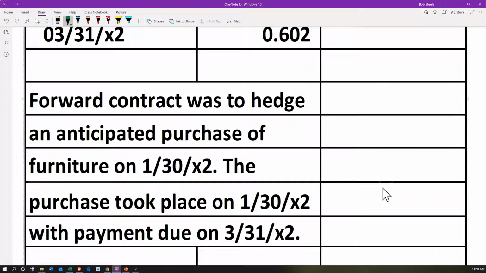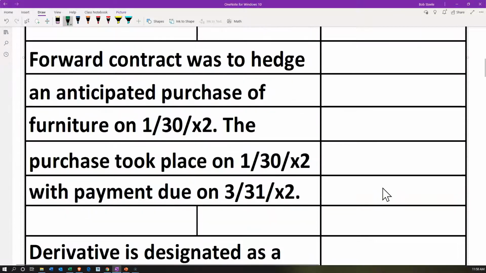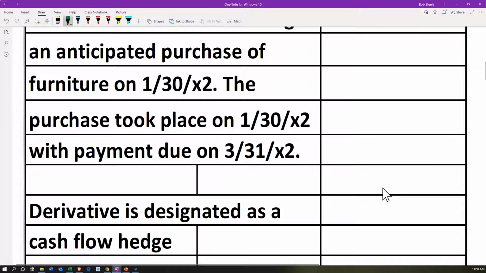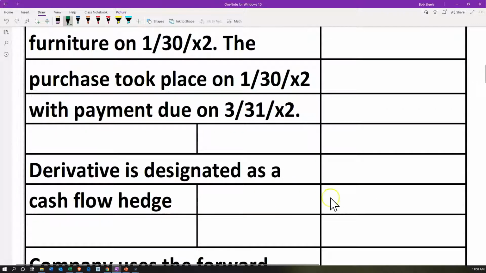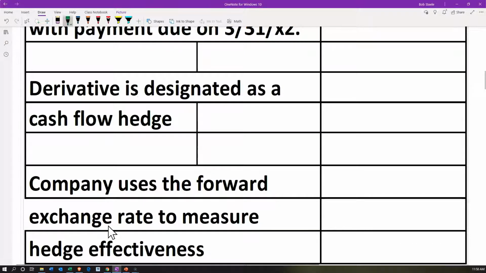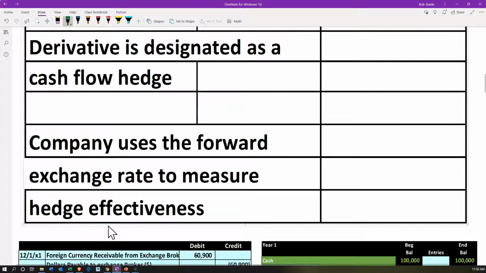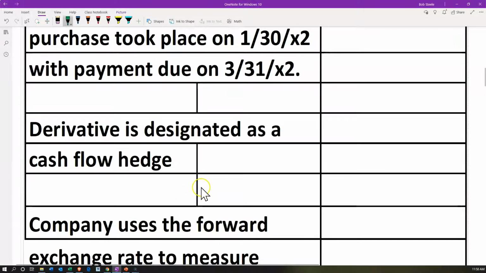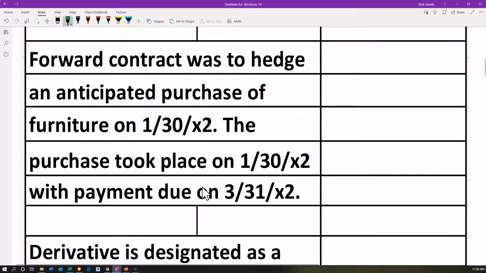The purchase took place on 1/30/2 with payment due on 3/31/2, and this is a derivative designated as a cash flow hedge. So now we have a cash flow hedge that we're going to be dealing with. Company uses the forward exchange rate to measure hedge effectiveness. So now we have the cash flow hedge. Other than that, it's going to be a similar scenario.